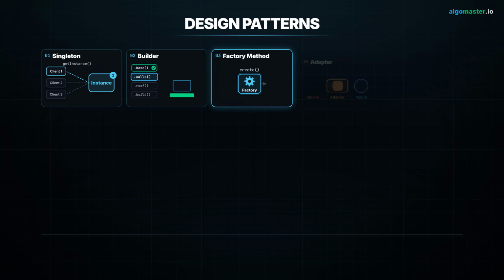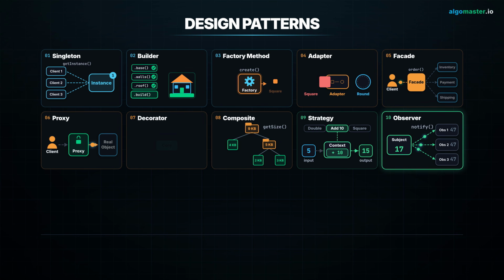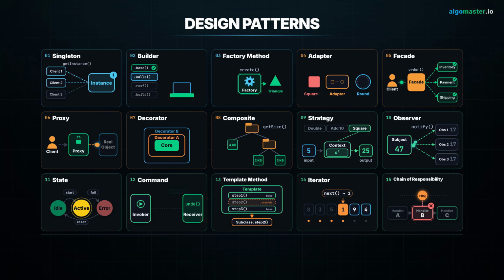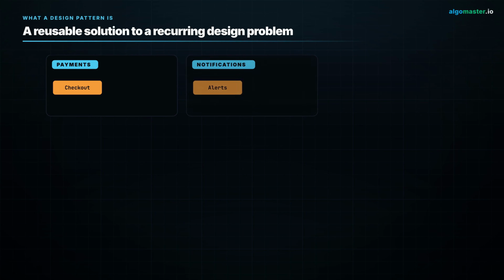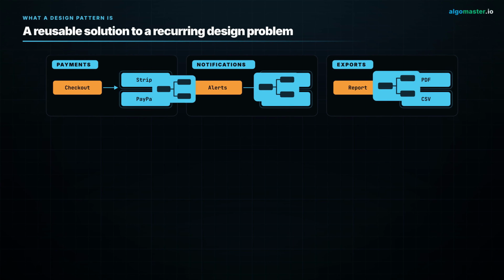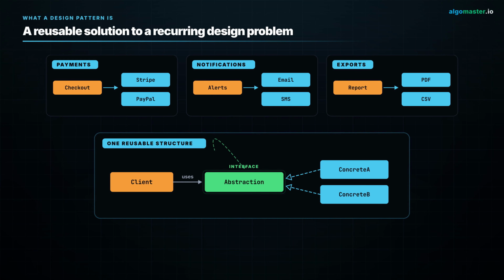In the next 18 minutes, I'll break down 15 of the most important design patterns I've seen repeatedly in interviews and throughout my 9+ years as a software engineer at companies like Amazon. If you're new to design patterns, they are basically proven and reusable approaches to common software design problems.